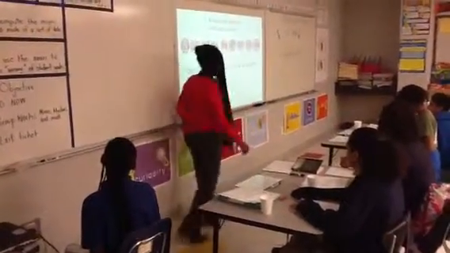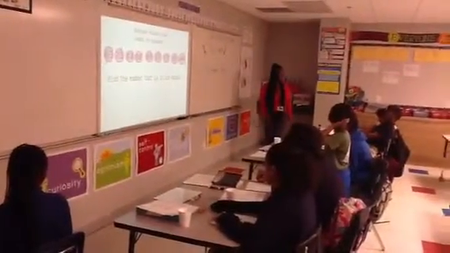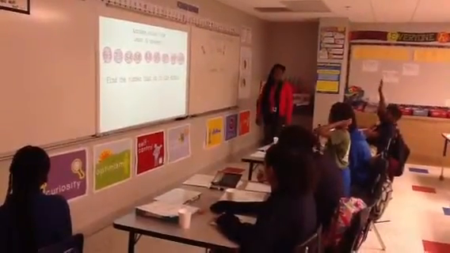What is the middle number? 88. Everybody see that? Yes. Okay. So the median for that set of data is 88. Are there any questions on that? No. All right. Yes, go ahead.